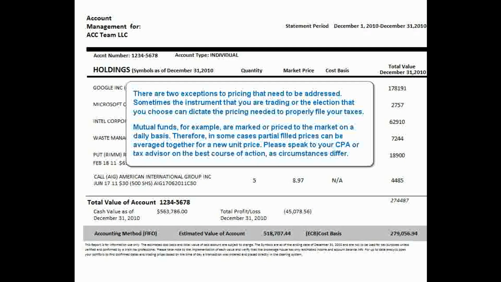There are 2 exceptions to pricing that need to be addressed. Sometimes the instrument that you are trading or the election that you choose can dictate the pricing needed to properly file your taxes. Mutual funds, for example, are marked or priced to the market on a daily basis. Therefore, in some cases, partial filled prices can be averaged together for a new unit price. Please speak to your CPA or tax advisor on the best course of action as circumstances differ.